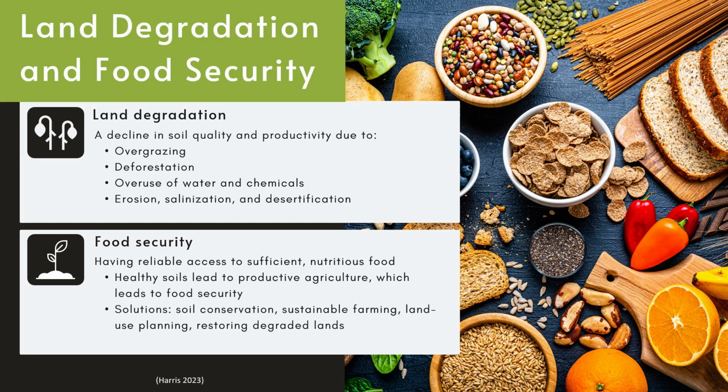Restoring damaged land is also essential for places that have already experienced degradation. Reforestation and afforestation, planting trees where forests once stood or creating new forest, can stabilize soil, improve water retention, and rebuild wildlife habitat. Replanting native vegetation also supports a healthy ecosystem because these plants are well adapted to the local conditions.